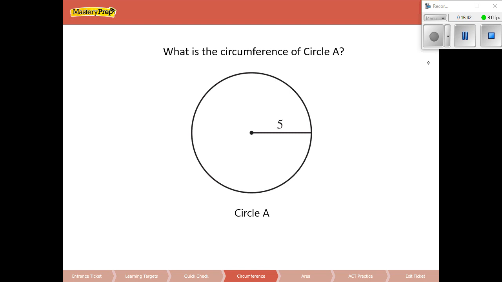So we're going to look at a few more examples with circumference and area. These here are on your notes, circles A, B, and C. It's just 3 questions right there. So the first one, what is the circumference of this here?